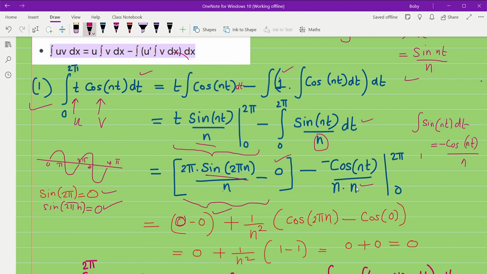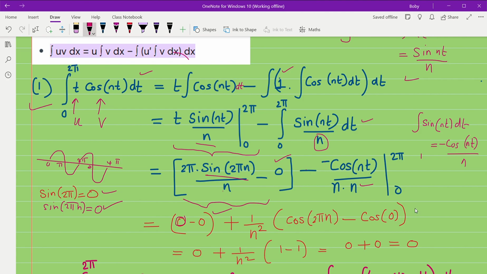Our second part, that is n square, we have n square in the denominator. Minus and minus you can see will become plus. So 1 by n square we took outside. After that we apply the upper limit. The upper limit gives cos 2 pi n minus cos 0.